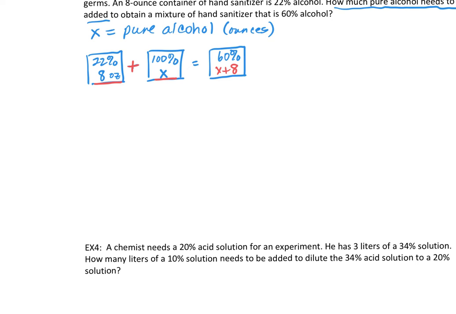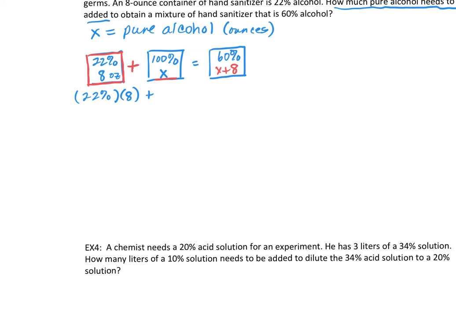Whenever we're dealing with a mixture problem, we have to multiply the percent of whatever it is, in this case it's alcohol, by the amount we have. So if we look at this first box, it says 22% of my 8 ounces is alcohol, okay? So whenever we have the word of, it's multiply. The equation that I'm going to set up is the 22% times the 8 ounces. So that gives me the ounces of alcohol in the mixture.